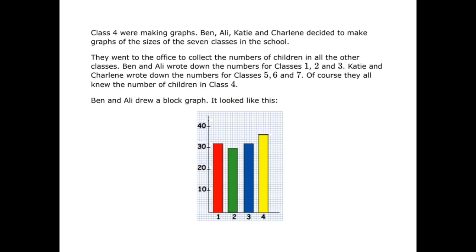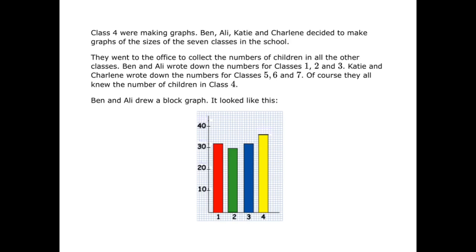So class 4 were making graphs. Ben, Ali, Katie and Charlene decided to make graphs of the sizes of the 7 classes in the school. They went to the office to collect the numbers of children in all the other classes. Ben and Ali wrote down the numbers for classes 1, 2 and 3. Katie and Charlene wrote down the numbers for classes 5, 6 and 7. Of course, they all knew the number of children in class 4.